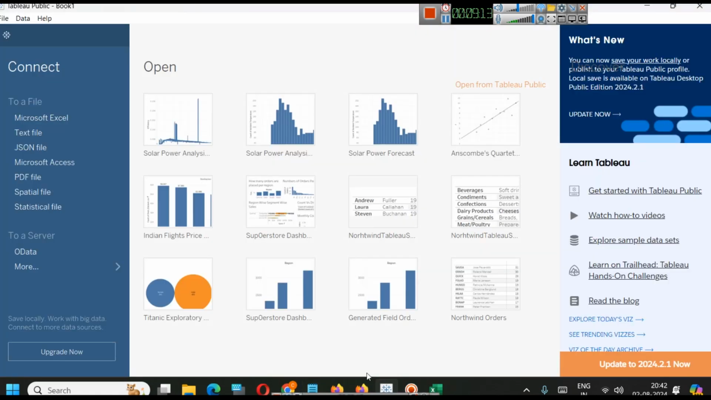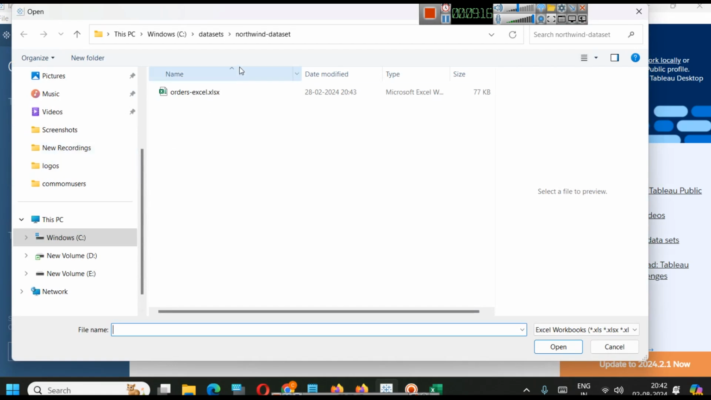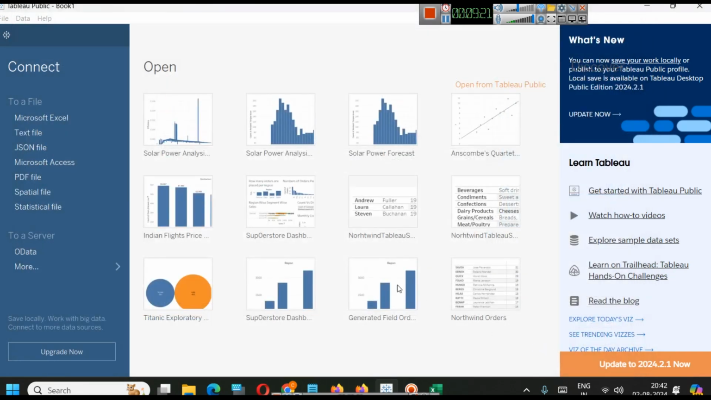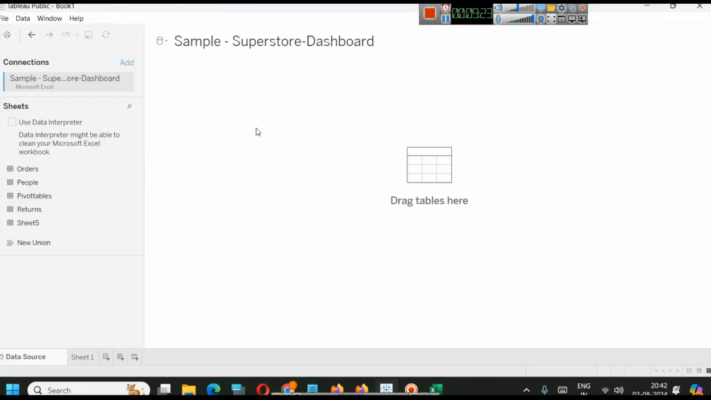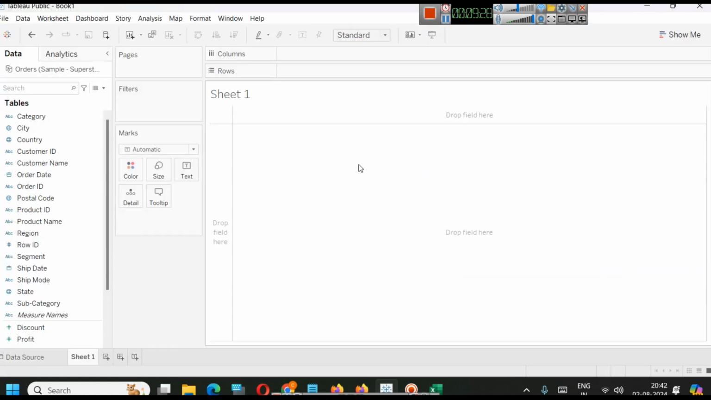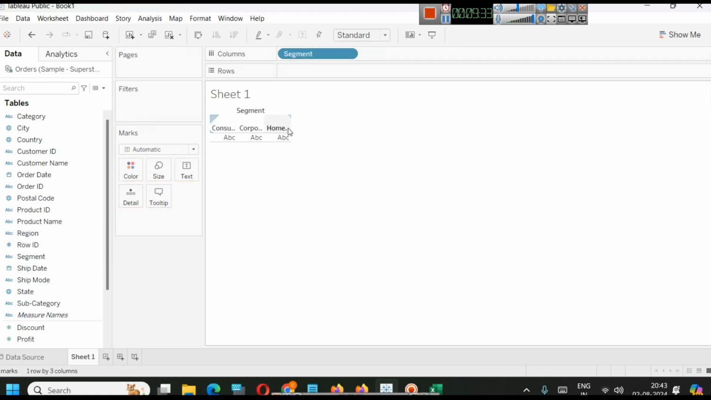So let's try to create one. We can go to Microsoft Excel and the data set. Let's open Sample Superstore. In Sample Superstore, we will drag Orders and go to the sheet. When you put Segment here, is it a nominal or an ordinal variable? This is nominal. There is no such order here, right?